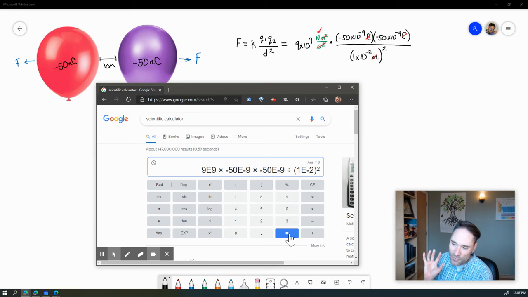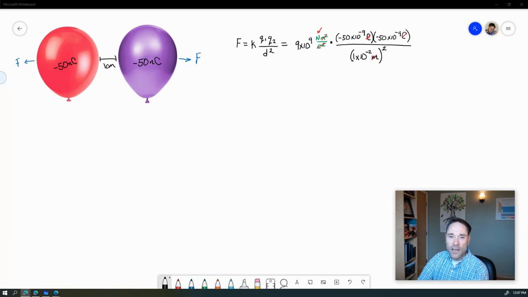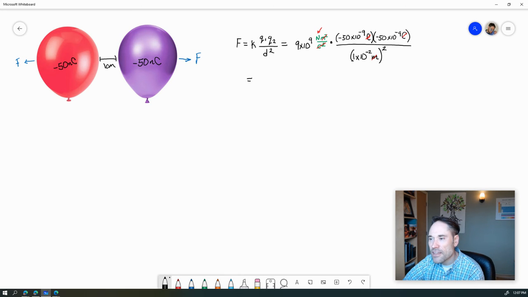So this step of translating into a calculator is often hard for students, and I'm hoping that it will be okay for you. So I hit equals, and what I get is 0.225, which is the answer I was seeking. That is the correct amount of force between these things. So my force in the end is equal to 0.225. And the only unit I have left is newtons. So I've got 0.225 newtons. So the amount of repulsion between these two balloons is 0.225 newtons.